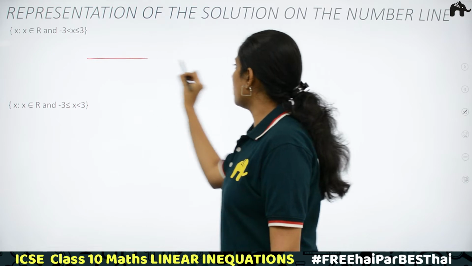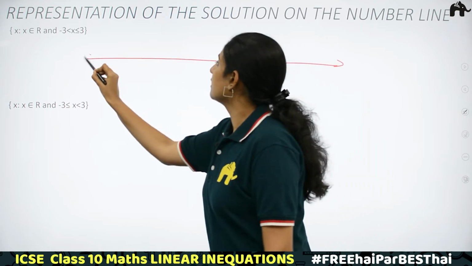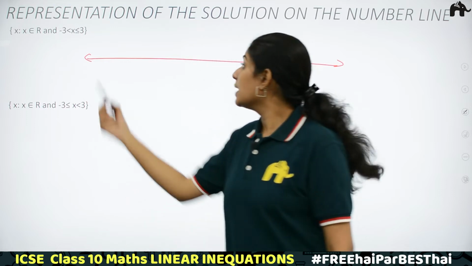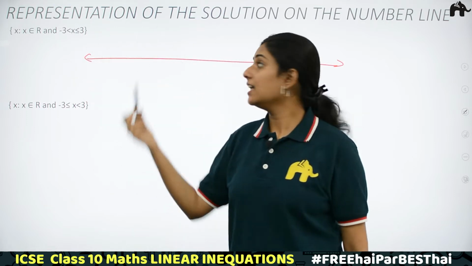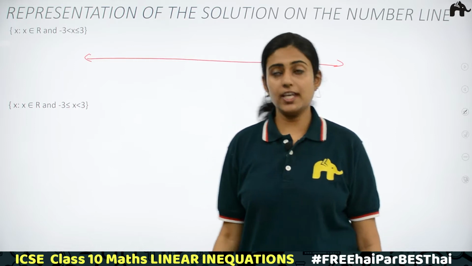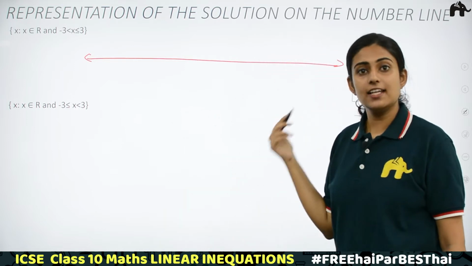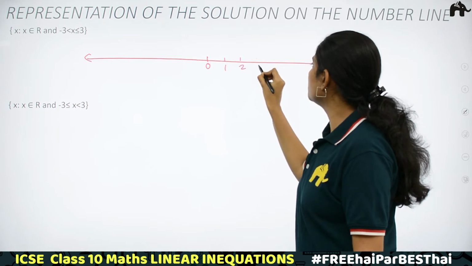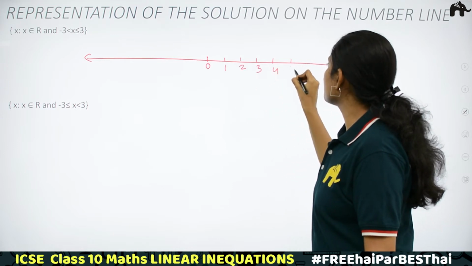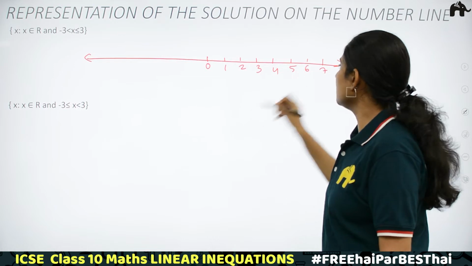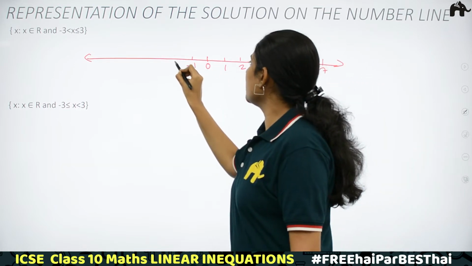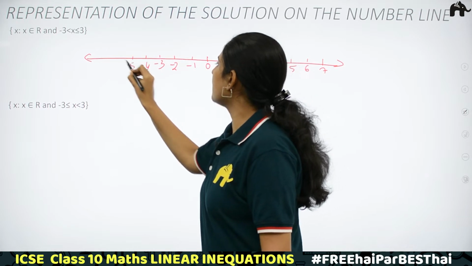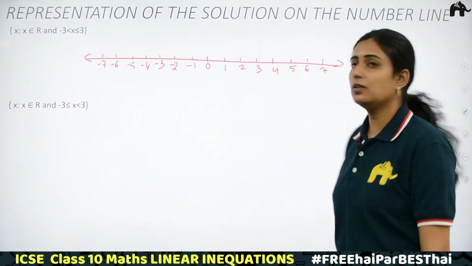First, let's draw a number line here. We have x such that x belongs to R and minus 3 less than x less than or equal to 3. Okay, how to represent this on the real number line? Mark points 0, 1, 2, 3, 4, 5, 6, 7, minus 1, minus 2, minus 3, minus 4, minus 5, minus 6, minus 7.